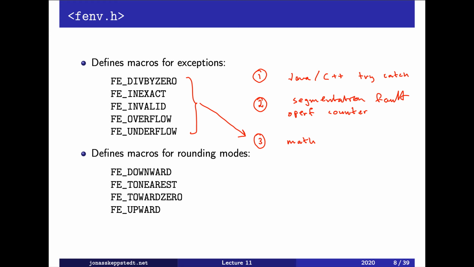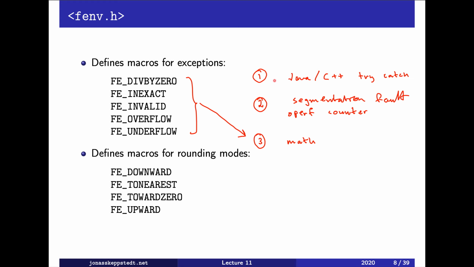Fenv, or floating point environment, contains macros and functions for interacting with the floating point part of a CPU. First it defines macros for classifying exceptions. Okay, so now we have another kind of exception. Let's review what we have seen in this and other courses.